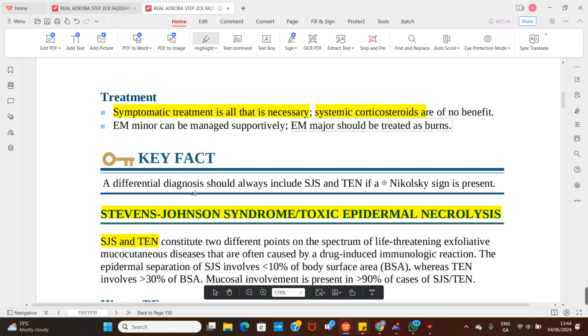So, a differential diagnosis should always include SJS and TEN if a Nikolsky sign is present. So, if a Nikolsky sign is present in a young child, and there's fever, there's discoloration of the skin, but there's no affectation of mucosa. There could be perioral crusting, but the mucosa of the mouth itself is not affected. Think about staphylococcal scalded skin syndrome. But if there is affectation of the mucosa proper, and the individual is having skin necrosis with positive Nikolsky sign, think about your SJS, think about your toxic epidermal necrolysis.